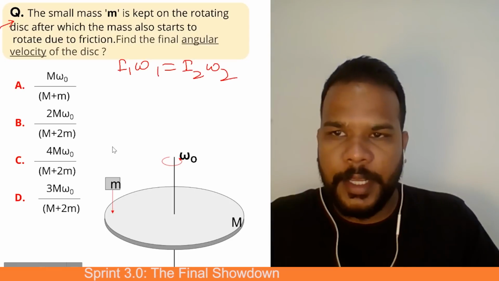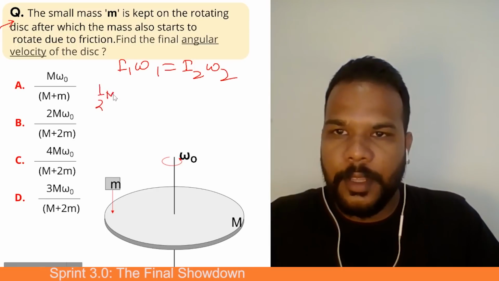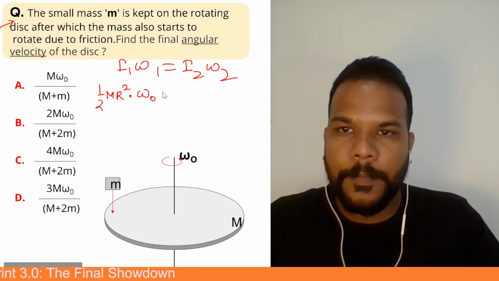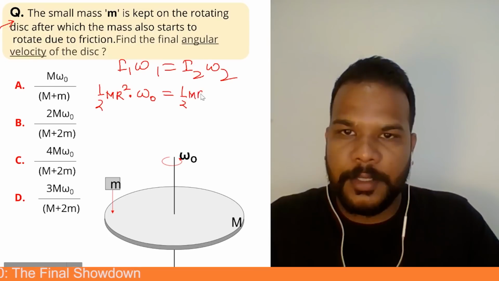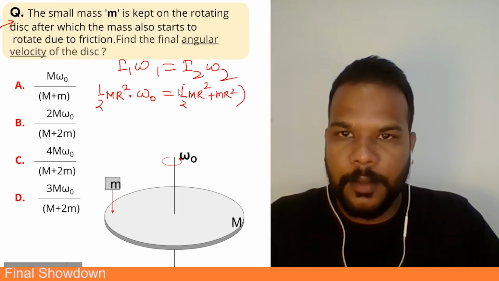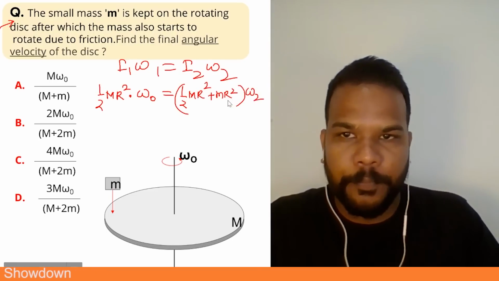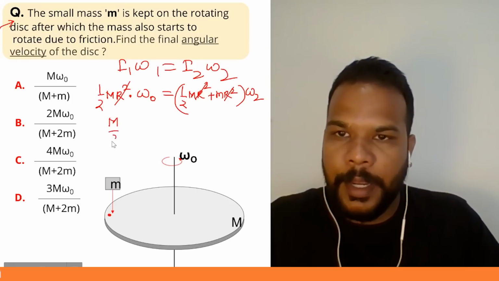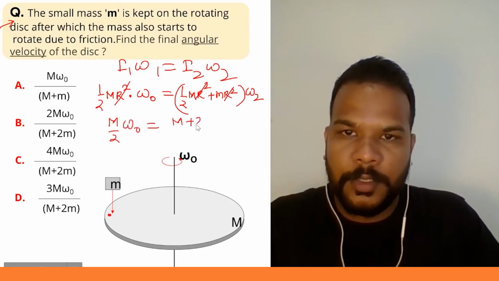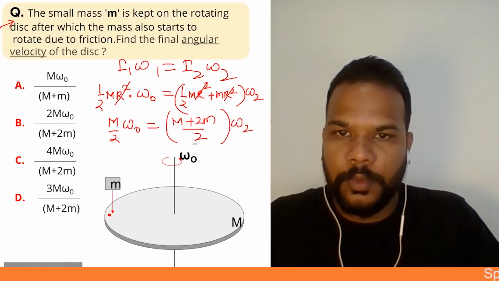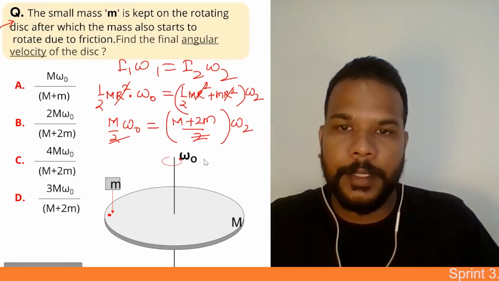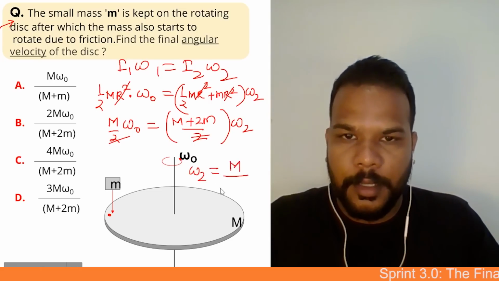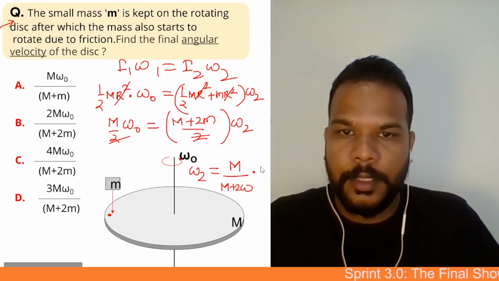So पहले जो moment of inertia है, that is half mr square, and omega 1 is omega naught, and I2 is half mr square plus small mr square into omega 2, और omega 2 हमें find out करना है. Okay guys, so r square तो throughout cancel हो रहा है क्योंकि हमने उस particle को भी at a distance r रखा है. So we have m by 2 omega naught equal to m plus 2m by 2 into omega 2. तो इस 2 को हम cancel कर सकते हैं. So what do we get here? We get the value of omega 2. Omega 2 comes out to be m by m plus 2m omega into omega naught.